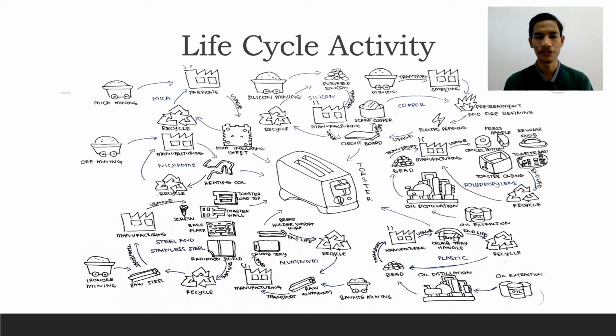Next, plastic and polypropylene materials are used in the toaster component parts like casing, crumb tray handle, toaster base, regulator knob, press handle and cancel button. At the beginning of the life cycle, the oil is extracted and then will undergo the distillation process and later become bead form. Then the beads will be injection molded into the component parts. After the use stage, the product can be recycled and become new plastic product.